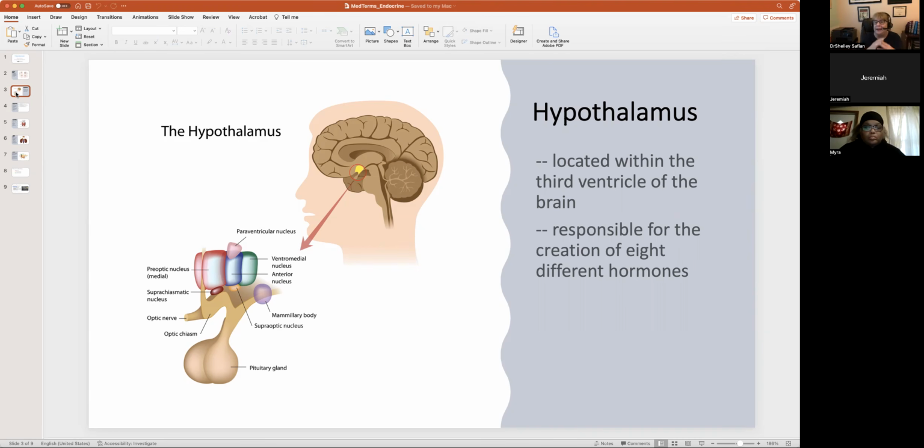So again, this is the point of what we're doing. And you might say, well, each week it kind of looks more like an anatomy class than a medical terminology class. But of course, without the terminology, you don't know what the anatomy is, you don't know what you're looking at, right? Okay. All right. So the hypothalamus is responsible for the creation of 8 different hormones.